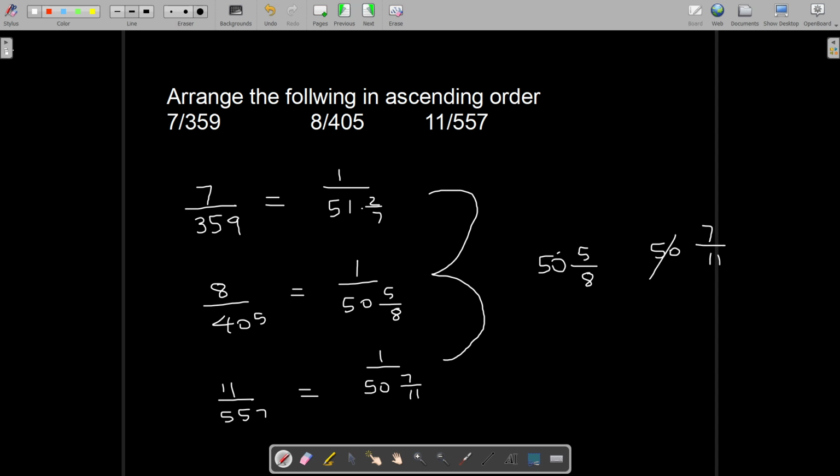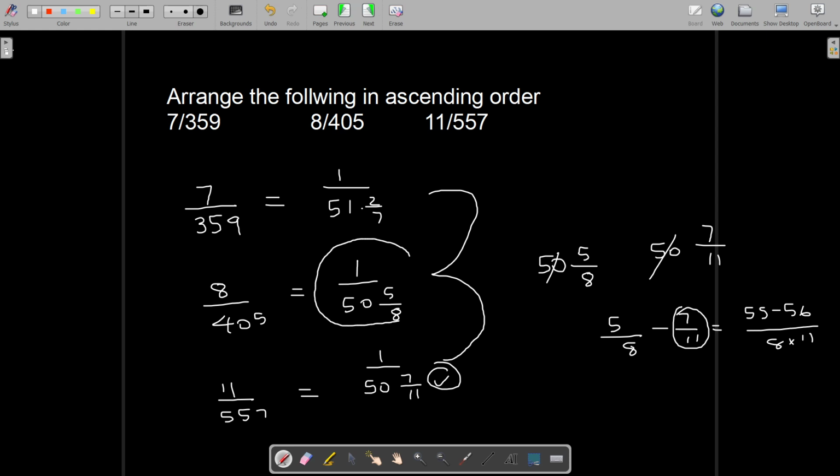Let's cut this 50. 5 by 8 and 7 by 11. Which among them is bigger? Let's subtract. 5 by 8 minus 7 by 11 equals 55 minus 56. It is a negative value. So 7 by 11 is bigger. So this one is slightly bigger. 50 and 5 by 8 is less than 50 and 7 by 11. So this is the largest fraction.